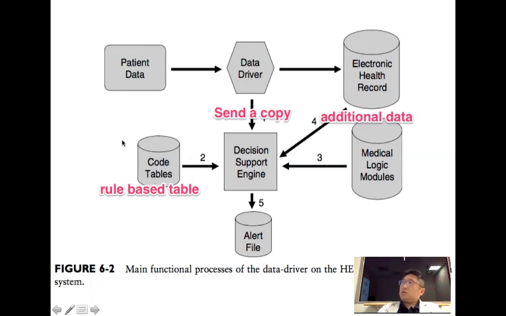Arden syntax is the way you describe, for example, how you define, in the previous example, anemia: if the hemoglobin is below 10 milligram per deciliter, then it is called anemia. So the Arden syntax is the way to represent that concept. Anyway, there is a systematic way to represent those logic in the code table here.